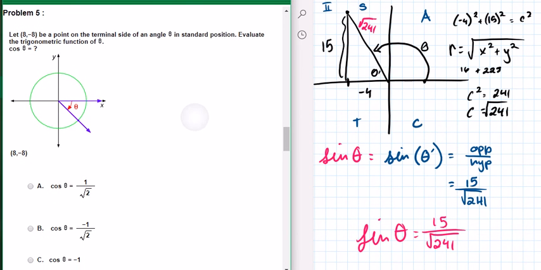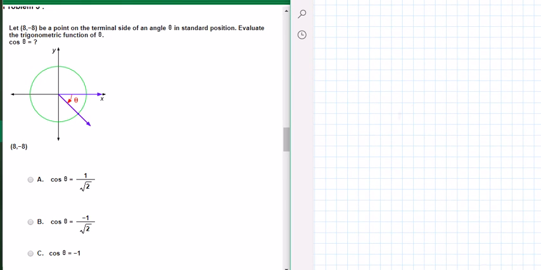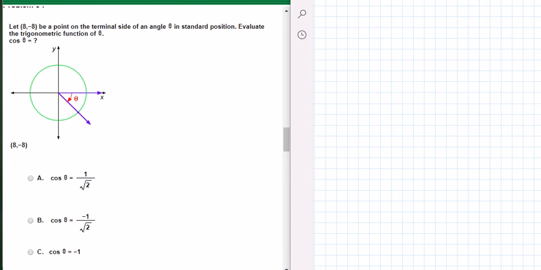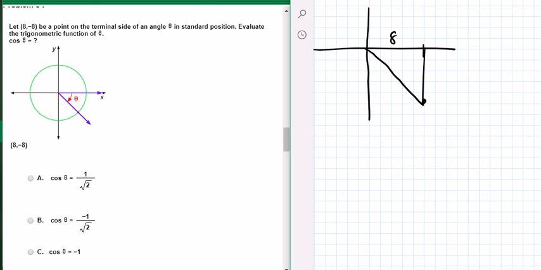Alright, problem number 5. I have (8, -8). That is going to be in my fourth quadrant here. So 8, and then I've got negative 8 on this side. So the side length is 8, but it is negative. So negative 8. And then here is theta. Going through the Pythagorean theorem here, just erase my beautiful triangle. Going through the Pythagorean theorem, you would find that the hypotenuse is 8 radical 2.